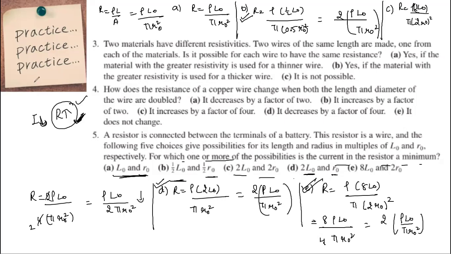So if you notice, all of these options, option D, option E, and option B, are all twice. So we will say that B, D, E are the right answers for this question.